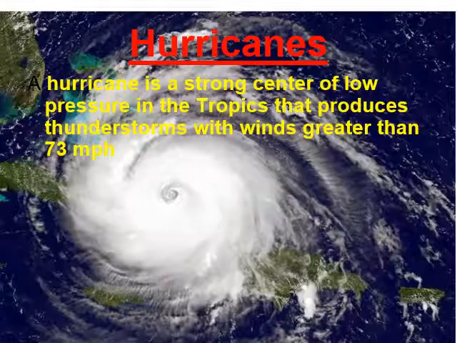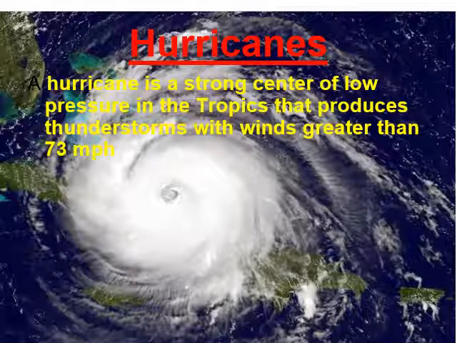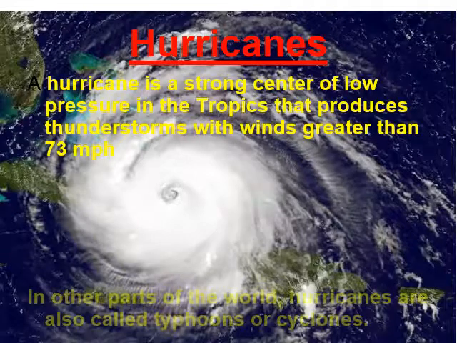So today let's start looking at a different type of storm called a hurricane. First of all, the definition of what a hurricane is. A hurricane is a strong center of low pressure in the tropics that produces thunderstorms with winds greater than 73 miles per hour. Now that's pretty specific, but all those things are important.